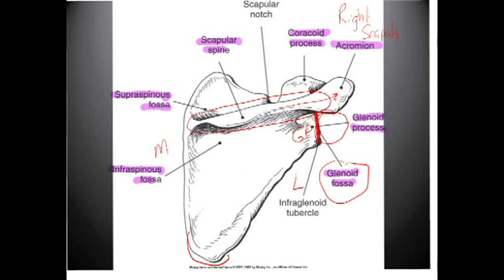Here we have the inferior angle. Here we have the superior angle. Here we have the scapular notch. Notice how it creates this indentation, which is fairly obvious, especially when you're looking at it from the posterior portion. Then anteriorly we have the coracoid process.